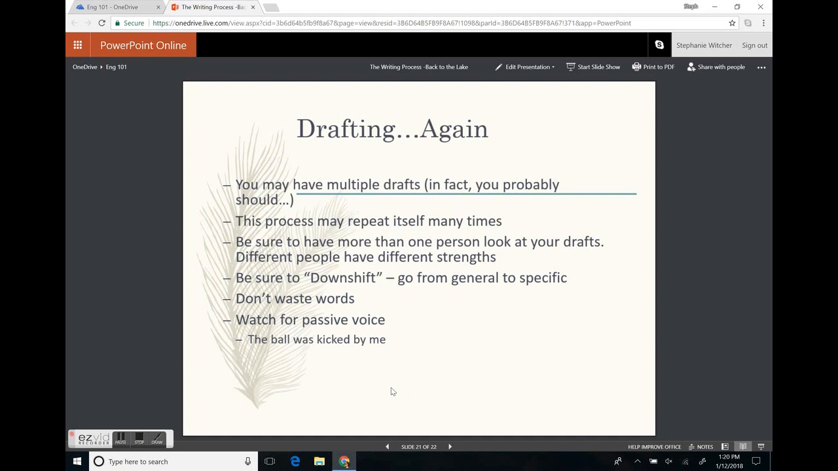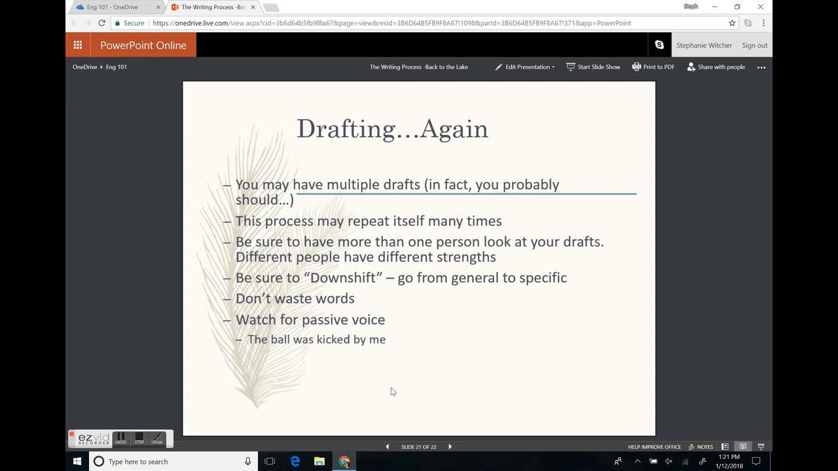Okay, so I need to draft again. Then I need to revise, edit, and proofread again. Then I'm going to draft again. Be sure to have more than one person look at your drafts. Have some people you can count on. In today's technological age, there's no reason you can't share it with somebody who lives somewhere else. Thanks to Google Docs and things like that, you can share your papers anywhere. Different people have different strengths, so find some really strong writers to help you.